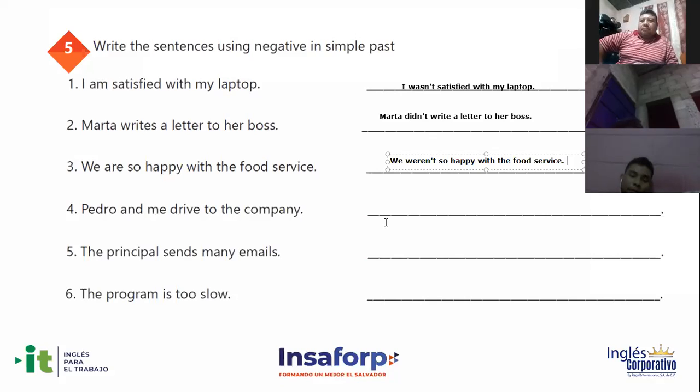Pedro and me drive to the company. Teacher, en la número dos, right es con S o sin S? Sin S. Es que aquí en la pregunta está con S o está mal. Porque está en presente. Ah, la regla de la S. Okay. Están en presente. Estas oraciones las tenemos que pasar al pasado y al negativo. So, Marta, sí, para mí que este ejercicio hubiera sido negativo pero en presente y luego negativo en pasado. Pero está en afirmativo presente y hay que pasarlo al pasado y en negativo. ¿Verdad? Pero, ok. Así es el manual. Okay, we weren't so happy with the food service.